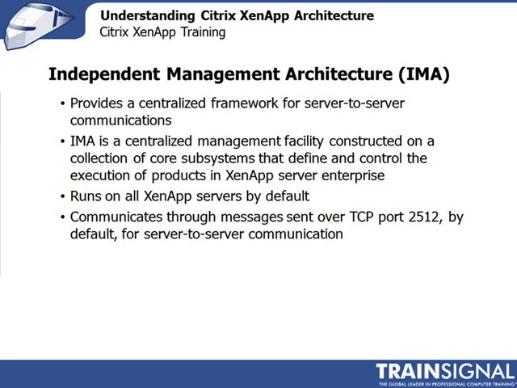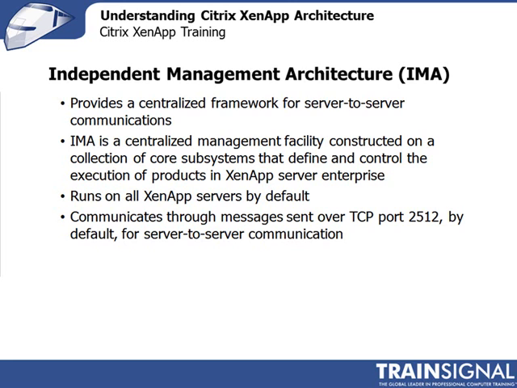So when you're sending commands from your management console, you're sending those commands via the independent management architecture to the different XenApp servers. Now, the different XenApp servers will communicate via messages to one another over TCP port 2512, and you'll be able to manage the different XenApp servers from your management console over TCP 2513. And in a slide later on, I will talk about the different ports that are available. But this is what the independent management architecture brings to the table.